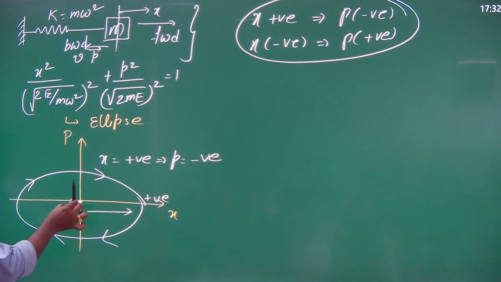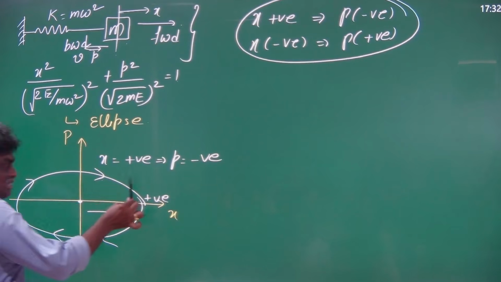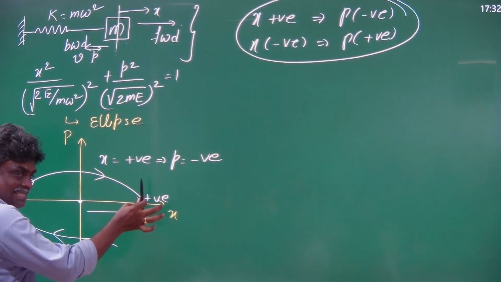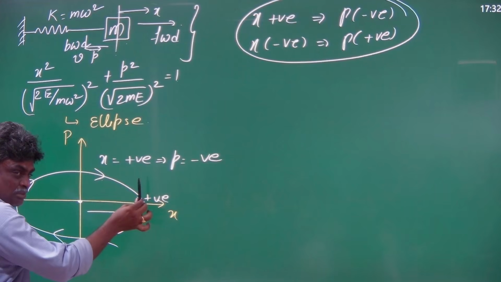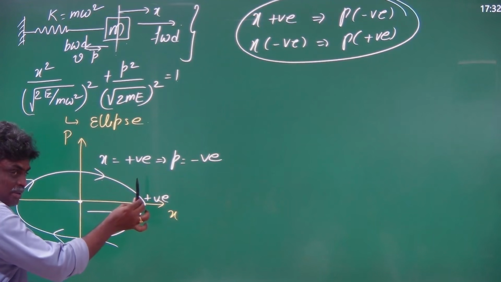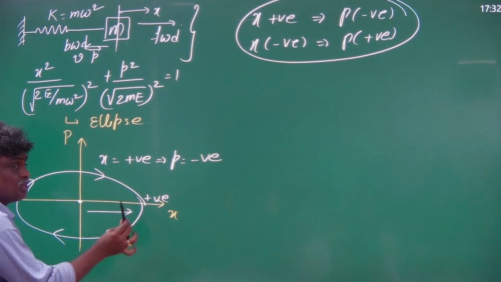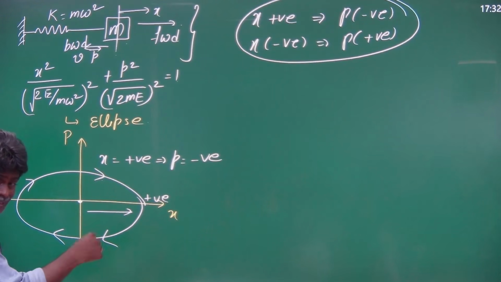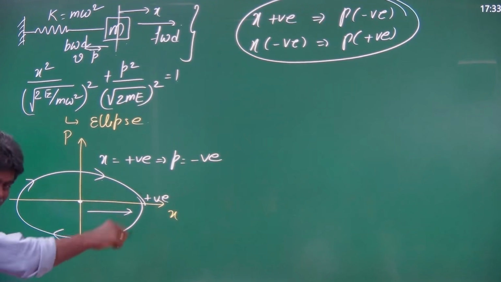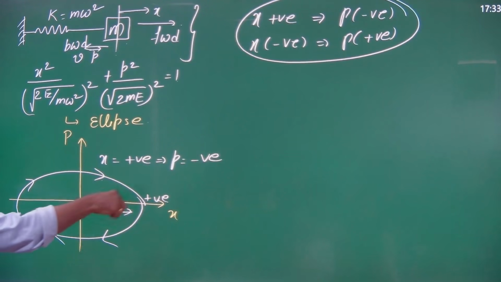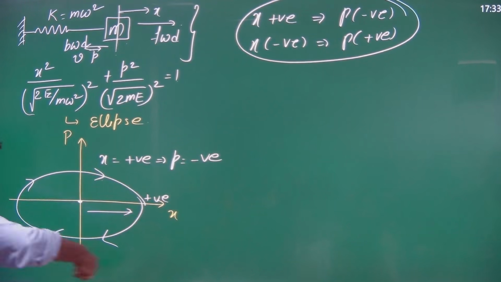One more time. If this is the mean position, displaced and released, then in which direction is it moving? Backward. Backward means momentum is negative. So position positive, momentum negative, which quadrant? Fourth quadrant. So it should start from which quadrant? Fourth quadrant. So starting from the fourth quadrant means clockwise or anti-clockwise? Clockwise. Next one.